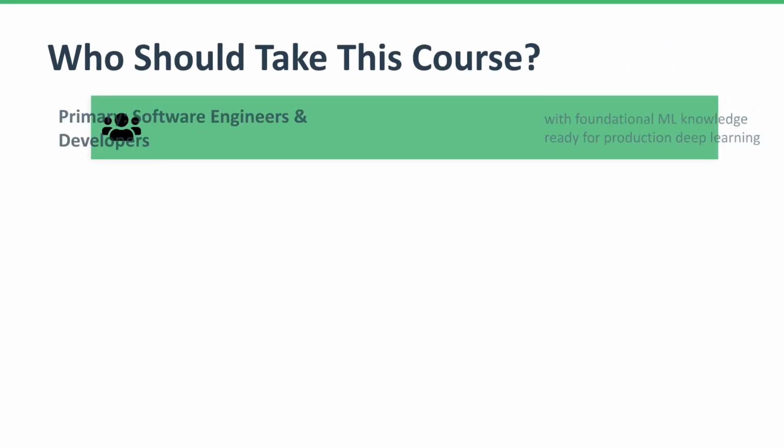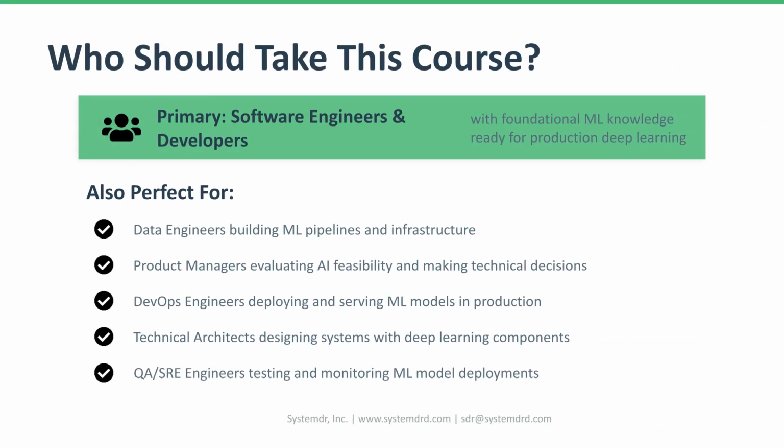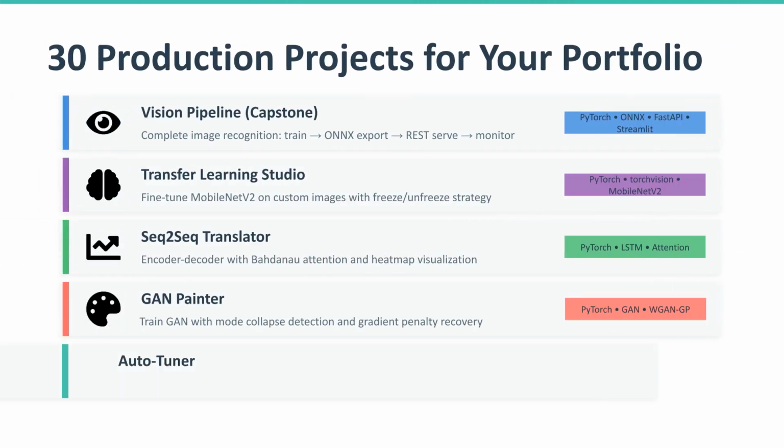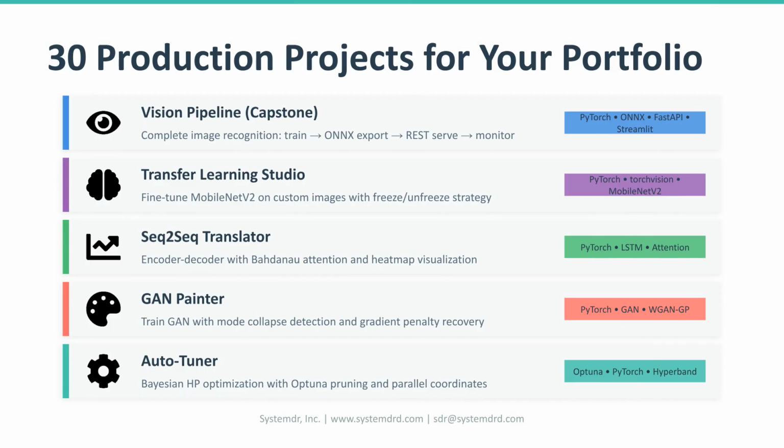This course is primarily designed for software engineers and developers with foundational machine learning knowledge. It is also perfect for data engineers, product managers, DevOps engineers, technical architects, and QA/SRE engineers involved in the ML lifecycle. You'll build 30 production projects for your portfolio, including a vision pipeline capstone covering the complete image recognition lifecycle, a transfer learning studio, a Seq2Seq Translator, a GAN Painter, and an auto-tuner using Bayesian optimization.